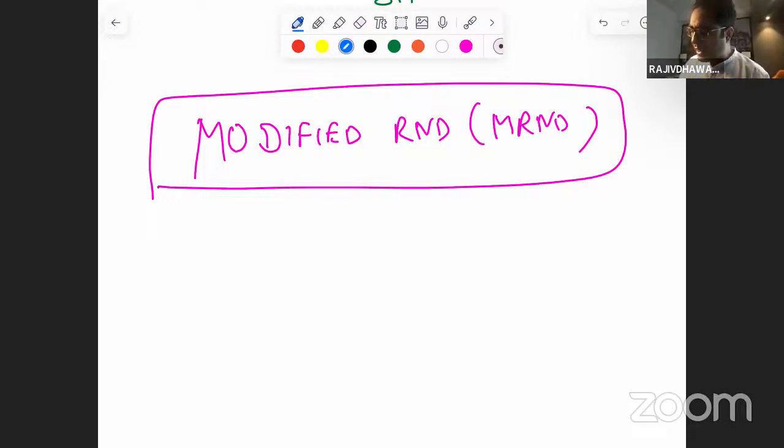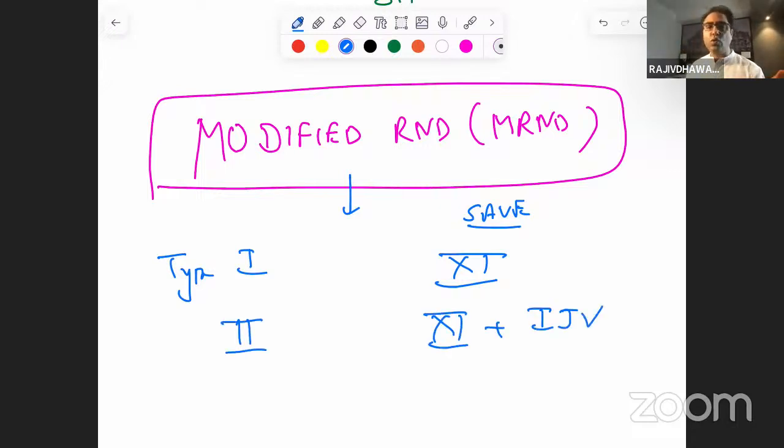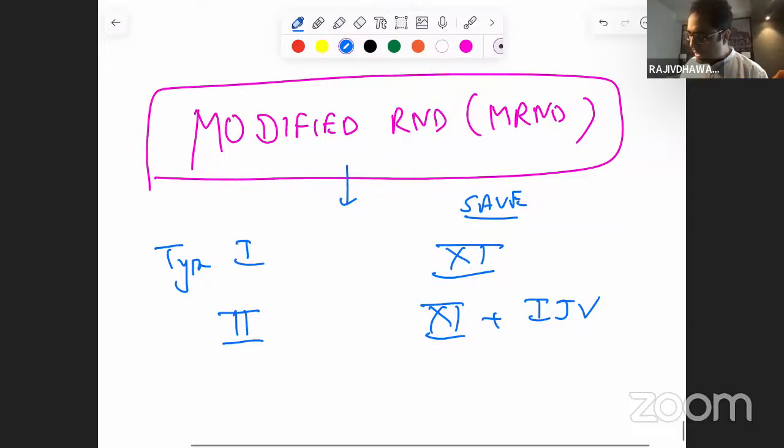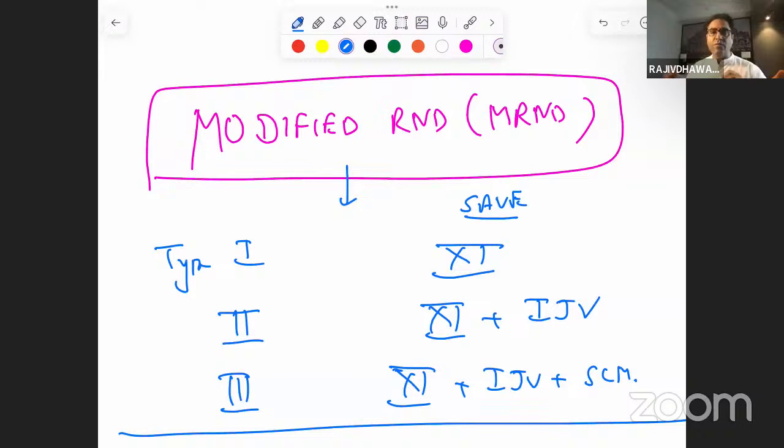Now this is of three types, beta. We do RND only, but we save a few structures. If you save the 11th nerve, it's type 1 modified RND, beta. If you save the 11th nerve plus internal jugular vein also, it is type 2 modified RND, beta. And in type 3, you save the 11th nerve, internal jugular vein, and sternocleidomastoid muscle, beta. This is a very, very important question for the upcoming examination.